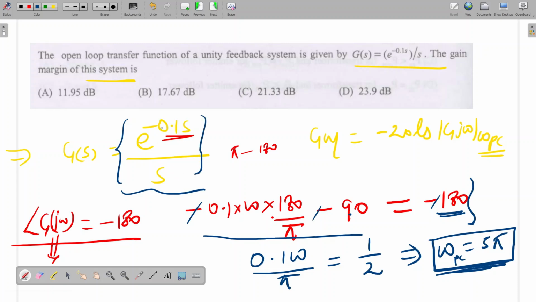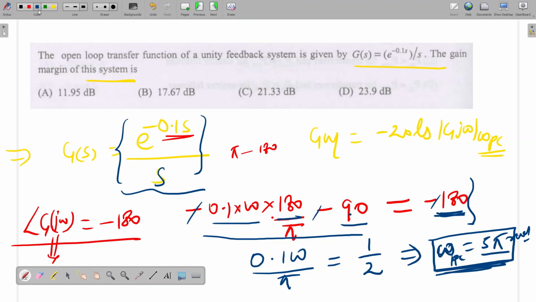In the numerator there is e to the power minus 0.1 omega. This angle is in radians, so it is minus 0.1 omega into 180 by pi. And S is in the denominator, so that angle for j omega will be minus 90. This should be equal to minus 180. By solving this equation, we got the phase crossover frequency as 5 pi radians. Is it clear to all up to now? Yes, sir. Okay.